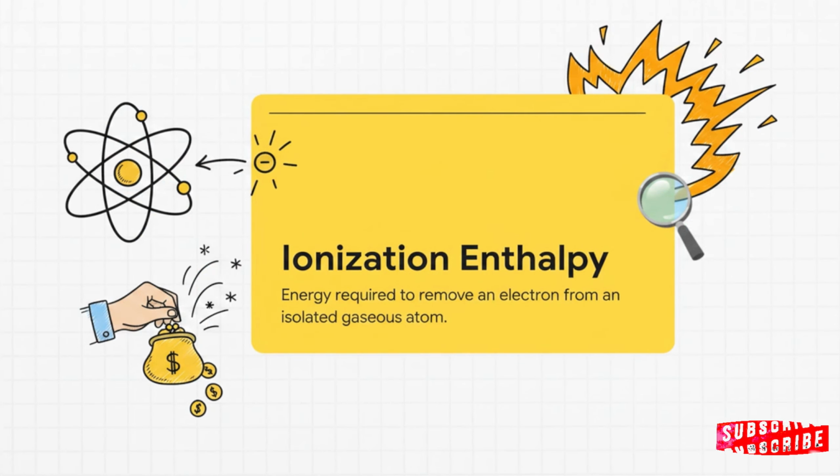Our next core definition is ionization enthalpy. Sounds complicated, but it's really just the precise energy required to remove an electron from an isolated gaseous atom. I want you to think of this as the literal cost of extraction. You are paying an energy toll to rip an electron away from the nucleus's grip.